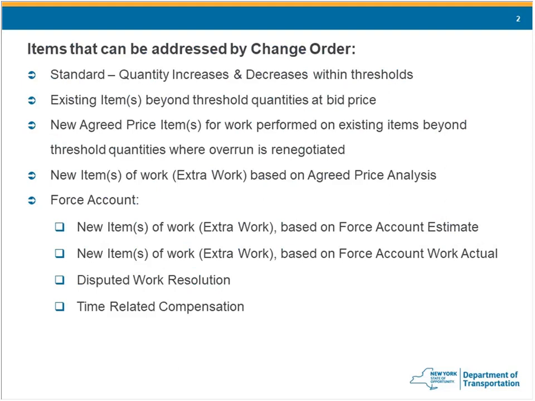So to recap, what items can be addressed by change order? Your standard increases and decreases within thresholds, existing items beyond thresholds at bid price, new agreed price items for work performed on existing items beyond thresholds where the overrun is renegotiated, new items of work based on agreed price analysis, and force account work for any of the reasons seen here on the slide.